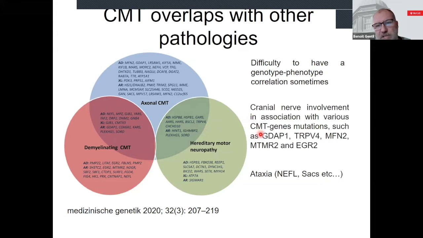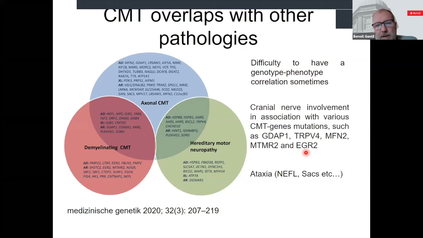You have a few genes that are listed here, like TRPV4, MFN2, MTMR2, that are affecting cranial nerves. And there is cranial nerve involvement associated with these CMT genes. This is quite unique, and there are no other genes, I believe, that are associated with this cranial nerve involvement. And so this is for a simple picture.